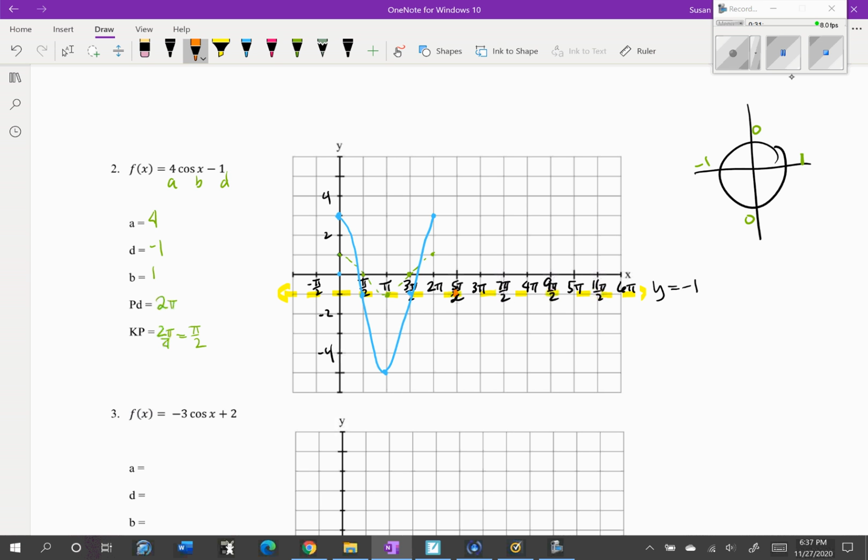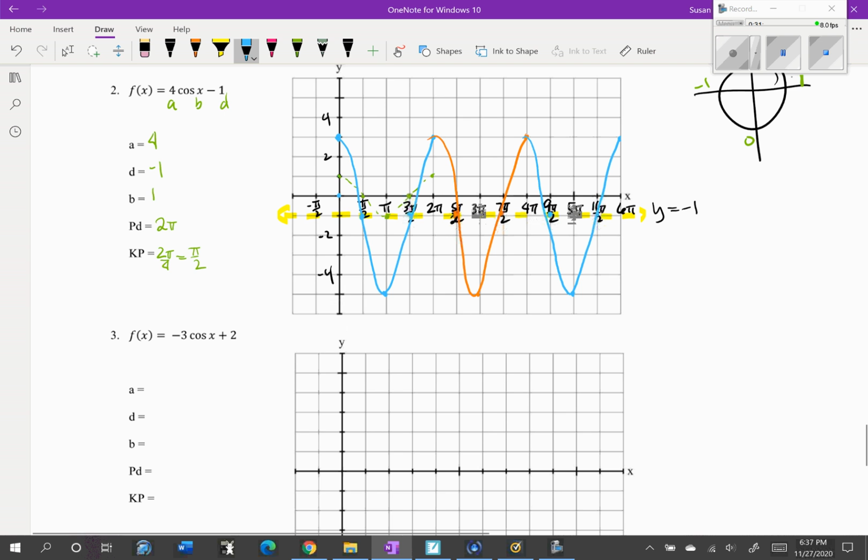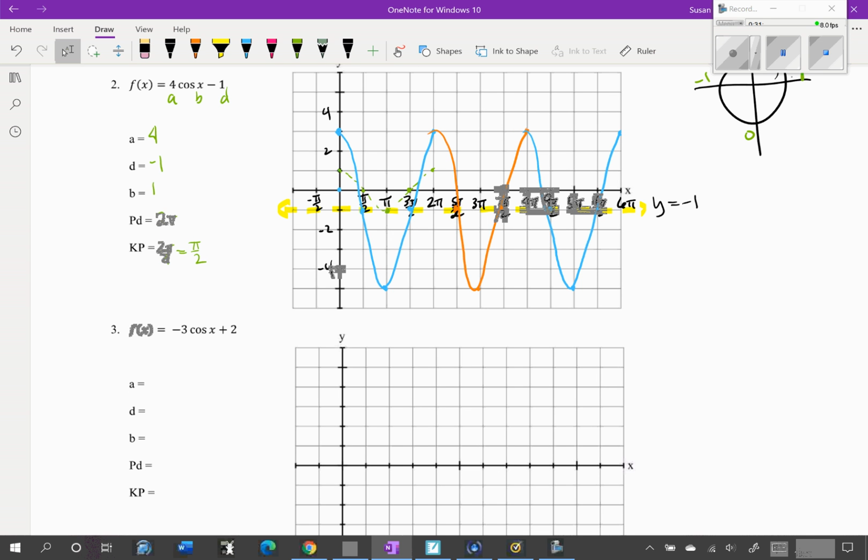And then if we keep going, we can get a second graph. And if we wanted a third one, we would do the same points repeated. And then of course you could write down what the domain and range is. So the domain's all real numbers. The range would be from bracket -5 to 3 bracket.